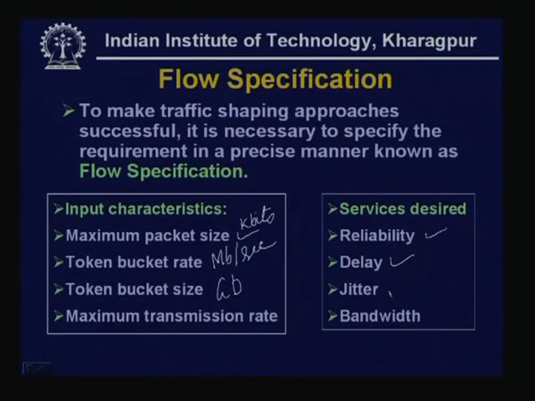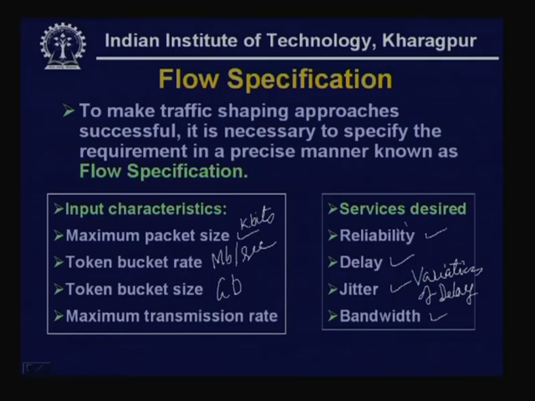Whenever you are sending voice or video, another important parameter is not the delay but the variation of delay, that has to be specified properly. This variation of delay needs to be properly specified, and that is expressed in terms of jitter. Then it is also necessary to specify the bandwidth required for a particular application. Obviously for sending speech or music, the bandwidth required is smaller compared to the bandwidth required for sending video. So these are the services desired that must be specified so that the traffic shaping can be done properly.